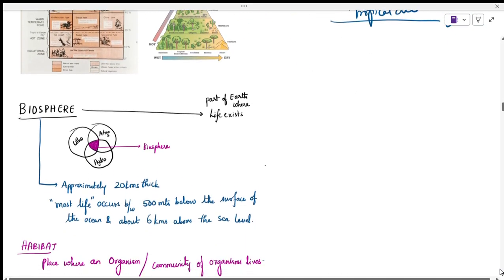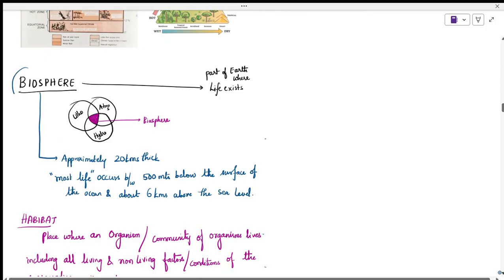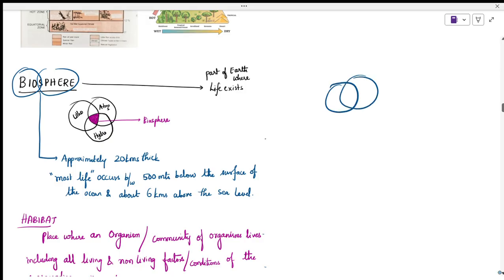Then next thing is biosphere. Bio means life, sphere, the place where life is possible. It is where lithosphere, atmosphere and hydrosphere converge. So this is lithosphere, this is hydrosphere, this is atmosphere. This part is called biosphere, the place on earth where life exists. It is approximately 20 kilometers thick.